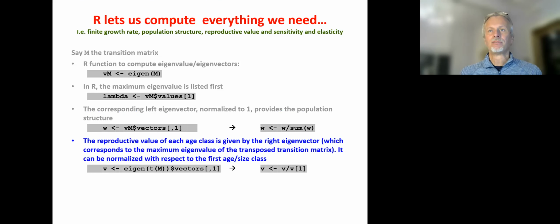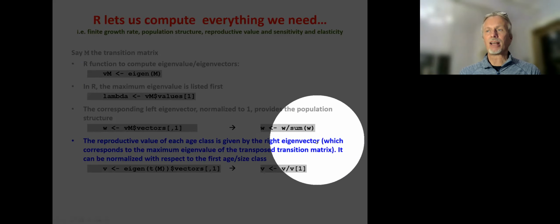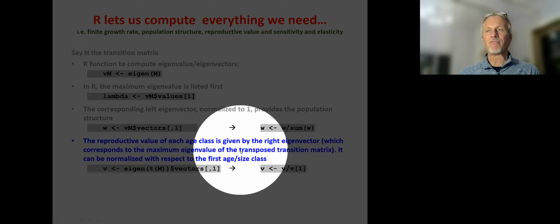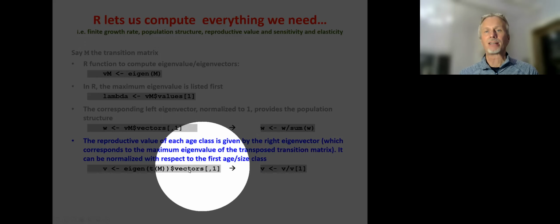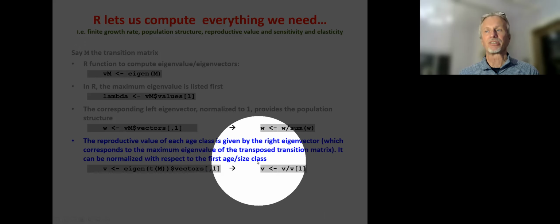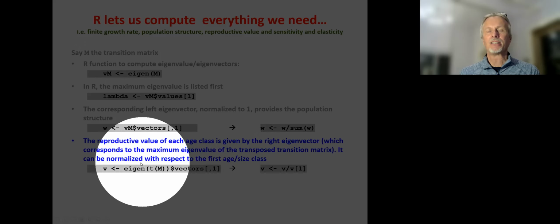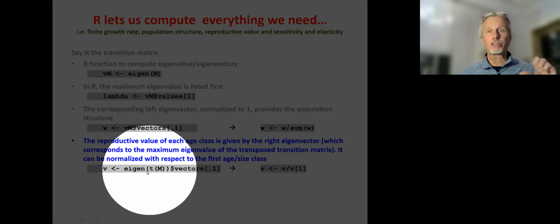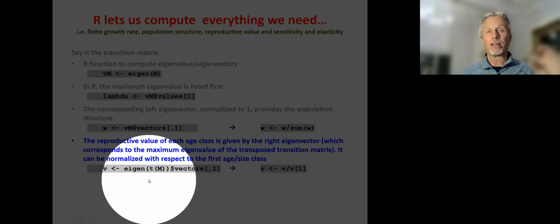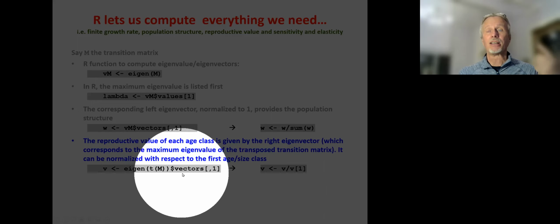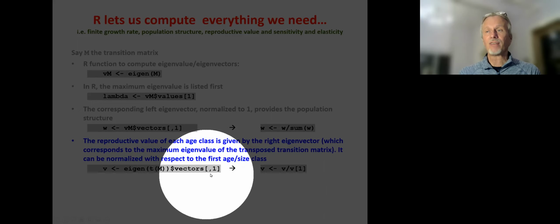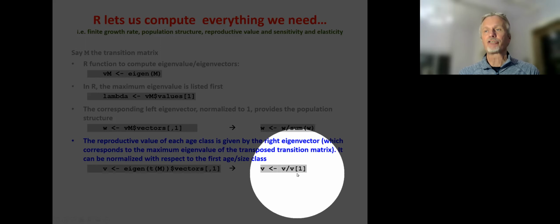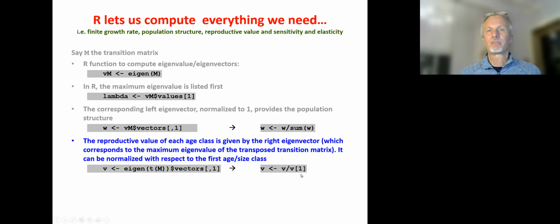The reproductive value of each of the age classes, given by the eigenvector corresponding to the maximum eigenvalue of the transpose of the transition matrix, can be normalized with respect to the first age or size class, for instance. So I take the eigenfunction that we defined before, but I apply it to the transpose matrix, in which I swap the rows with the columns since it is a square matrix. I extract the eigenvectors and then I normalize with respect to the first age class to derive, in this specific case, the reproductive value.